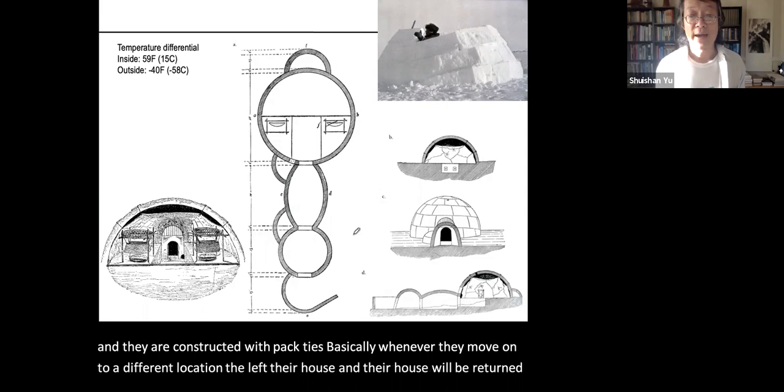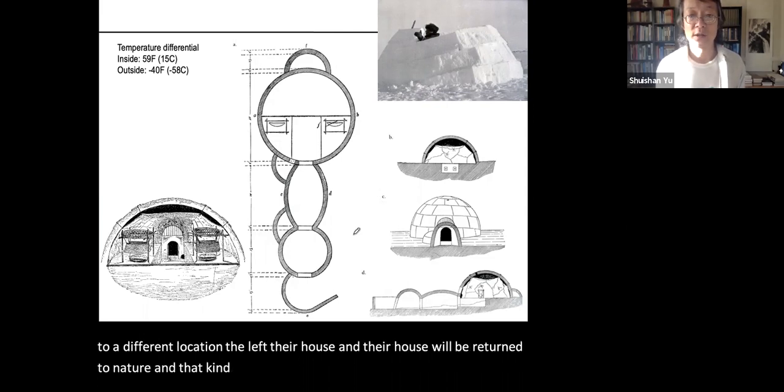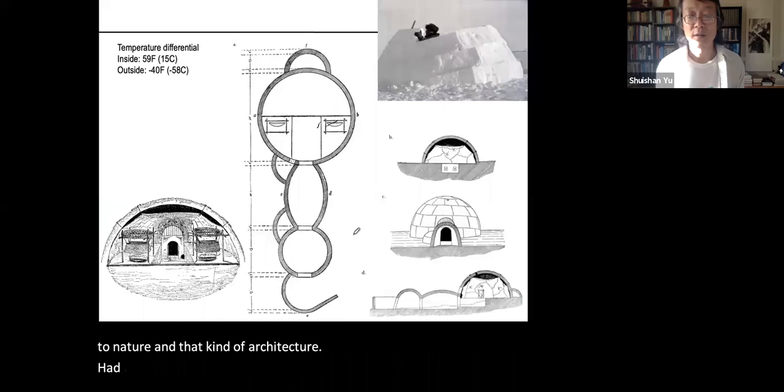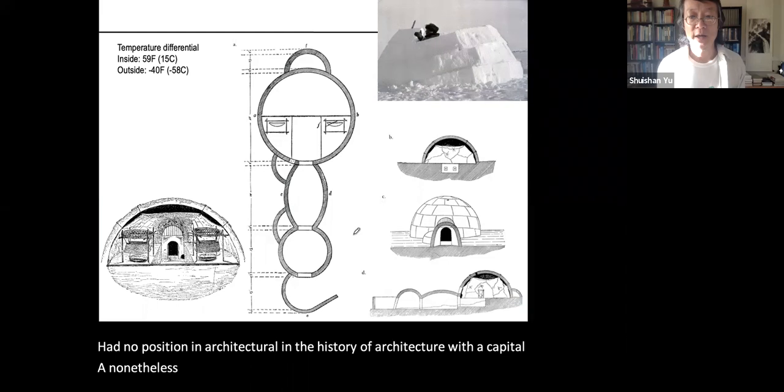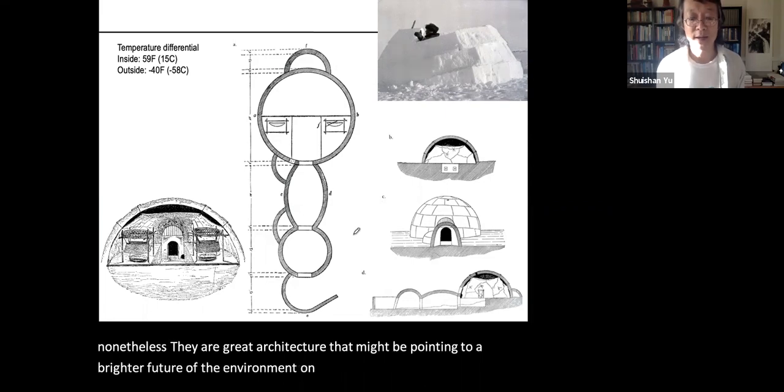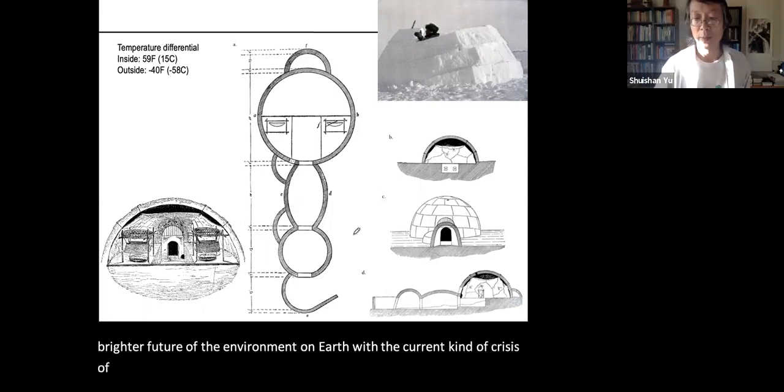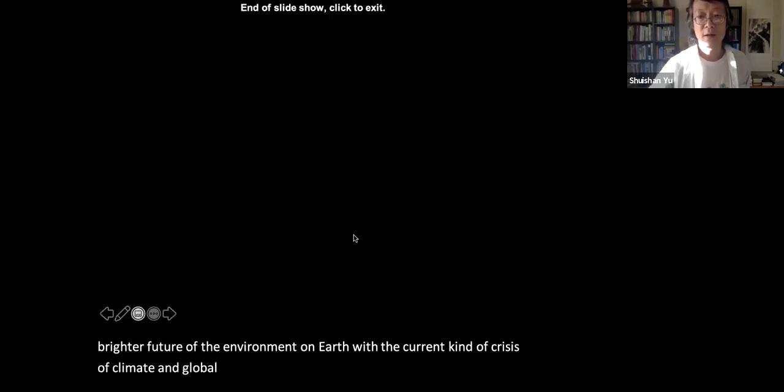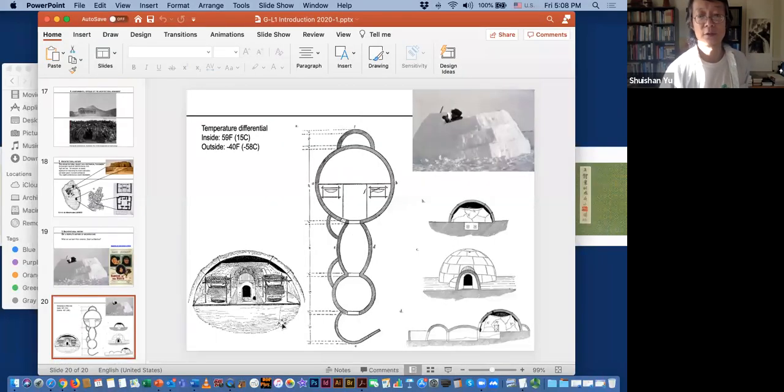And that kind of architecture, of course, had no position in the history of architecture with a capital A. Nonetheless, they are great architecture that might be pointing to a brighter future of the environment on Earth with the current crisis of climate and global warming, etc. So I think on that note, I will finish the lecture.